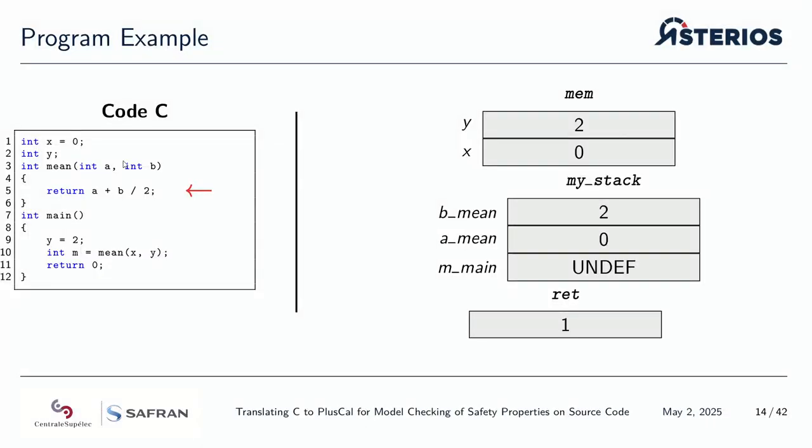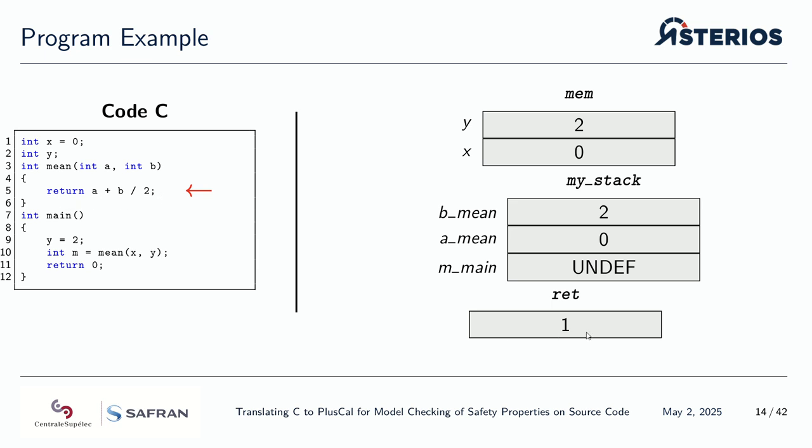If we enter into the main function, we see that we will have two new local variables, a and b. So a and b will also be stored in the mystack section here, and they are defined as the arguments that we passed to the main function. So here x, that is 0, for a, and y, that is 2, for b. So they will be added like that in mystack. And then in the main function, we will return the value a plus b divided by 2.